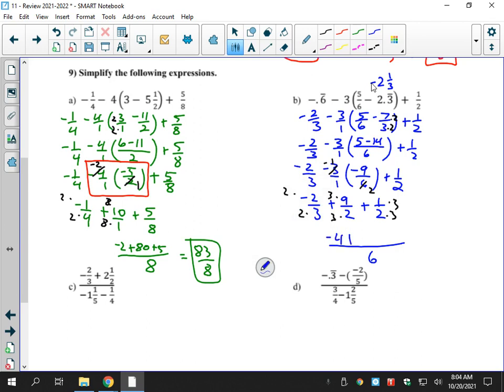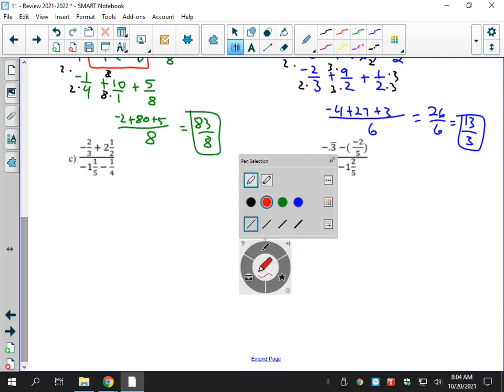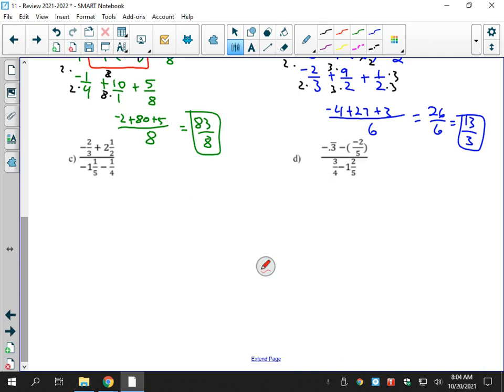We should have negative 4 plus 27 plus 3, which is going to give us 26/6, which can reduce to 13/3. With our complex fractions, we want to remember we're going to simplify the numerator, simplify the denominator, and then divide.